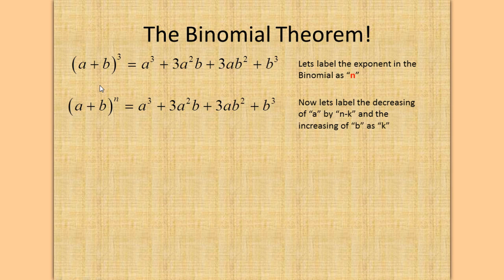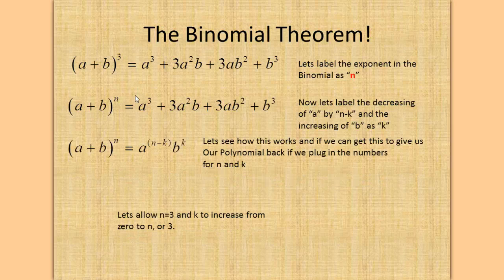Now let's label the decreasing exponent of a as n minus k and the increasing exponent of b as k. And I want you to watch what happens here. So we have a raised to the power n minus k times b to the k. Let's see if we can get this to give us our polynomial back if we plug in the numbers for n and k. Let's let n equal 3, like we had up here, and k increase from 0 to n, or 3, as we did before.